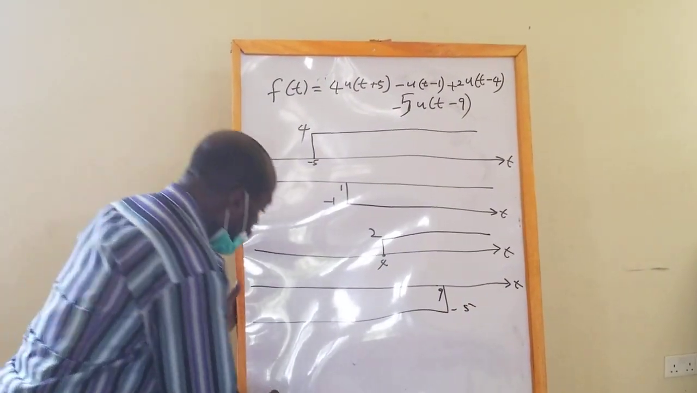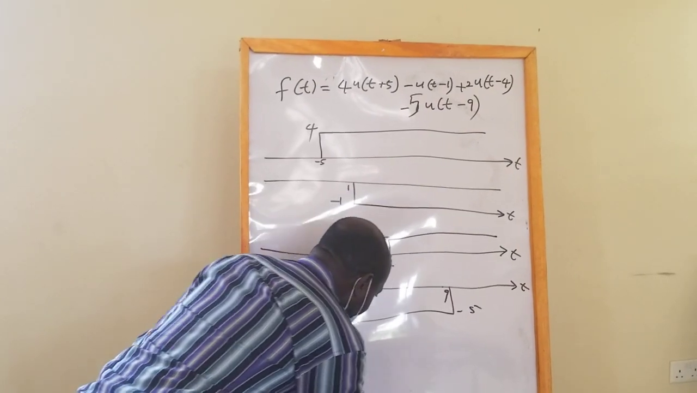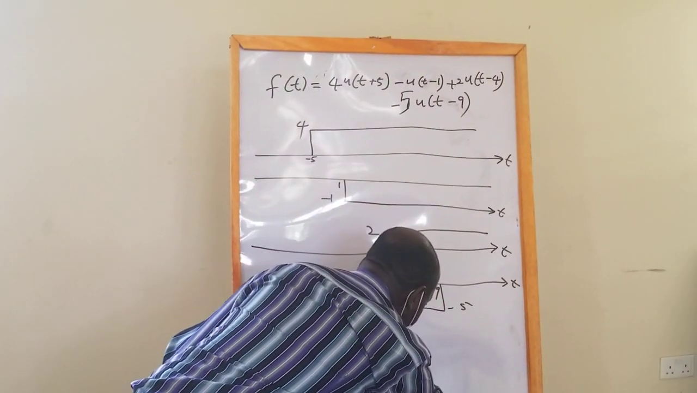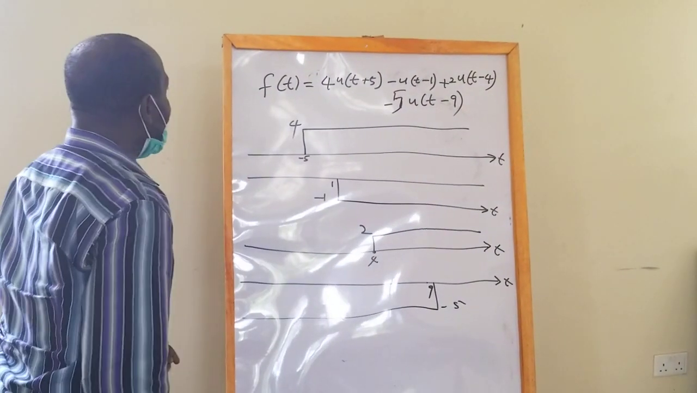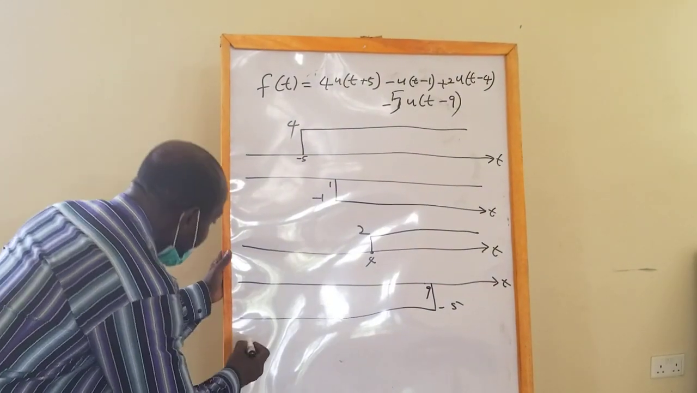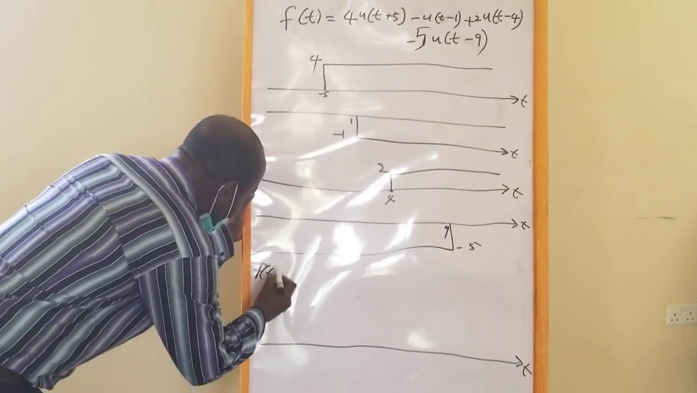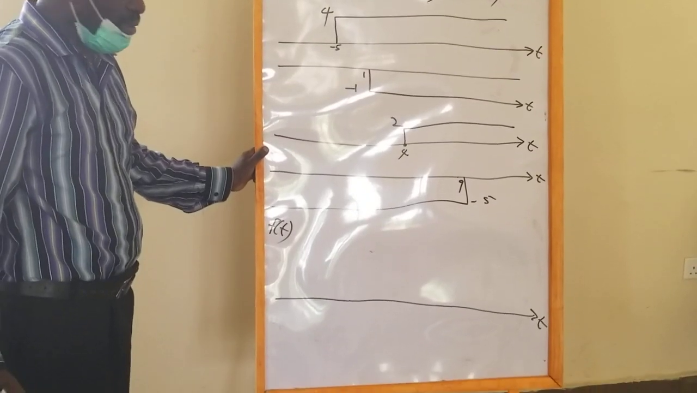It is now time to combine. It is time to combine them together. When we are combining, you have to start asking questions. This is f of t I want to draw now. This is the combined signal I want to draw now.